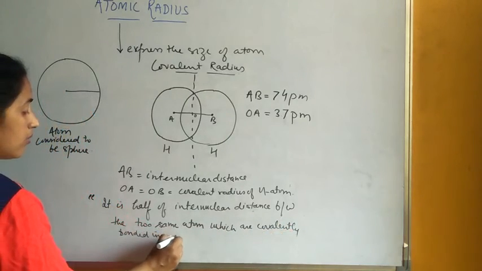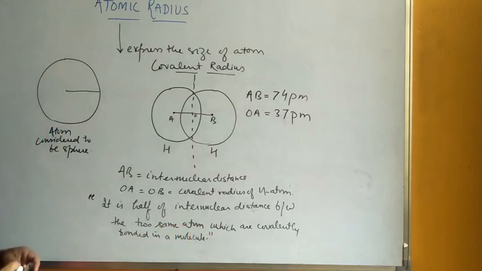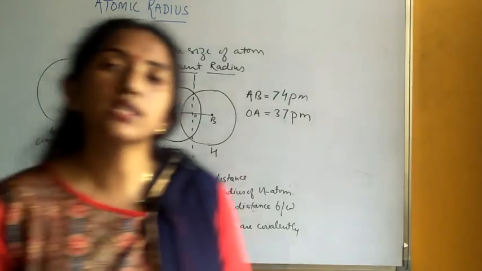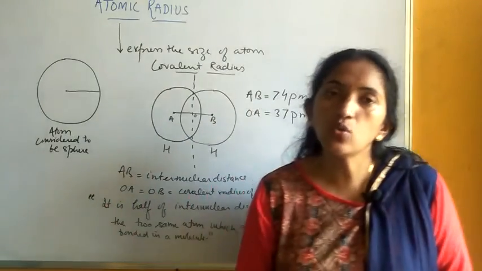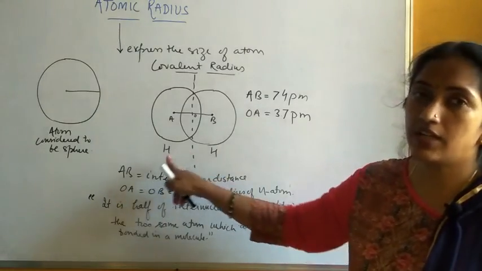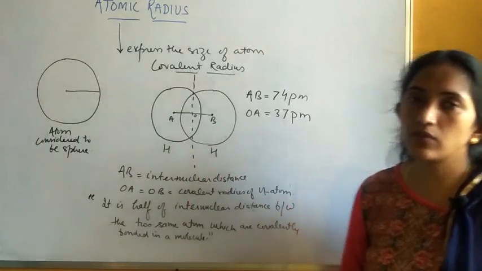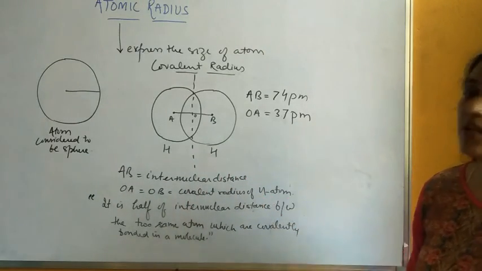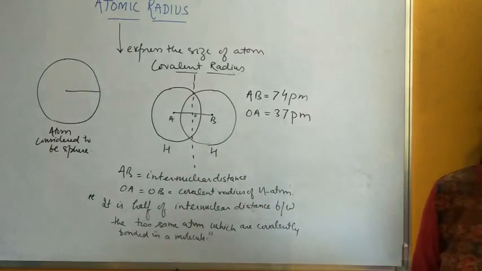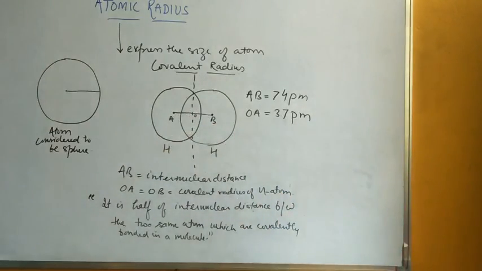So what is the covalent radius, student? It is the internuclear distance between the two atoms, right? The two atoms should be the same. If it is hydrogen, it will be of hydrogen atoms only. Two same atoms which are covalently bonded to one another, and we will just take half of this distance. So student, this is about the covalent radius.